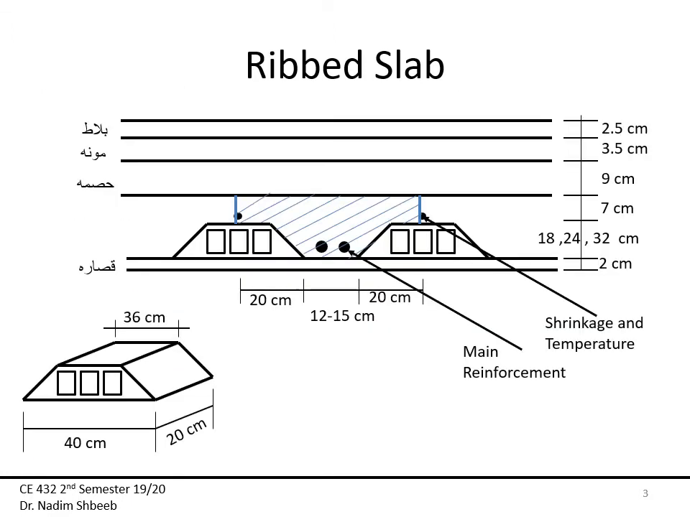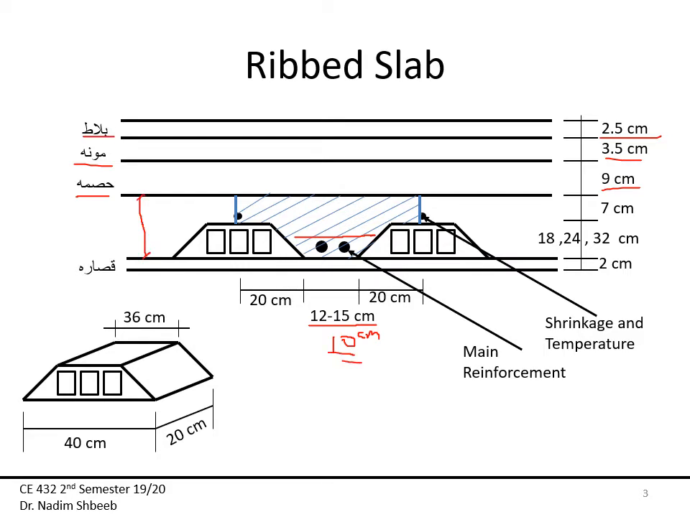So with that said, this is a typical ribbed slab from Jordan. Usually we have about 2.5 centimeter tiles. Then we have mortar, which is about 3.5 centimeters, some aggregate, which is about 9 centimeters, and then we have that thickness above the blocks. So this portion right here is what I call the rib. Typically in Jordan, it's from 12 to 15 centimeters. But as I said, the code usually allows for a minimum of 10.